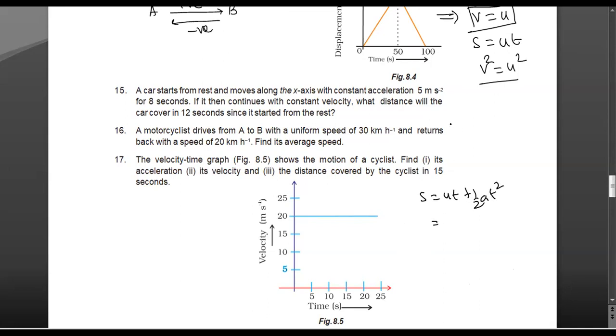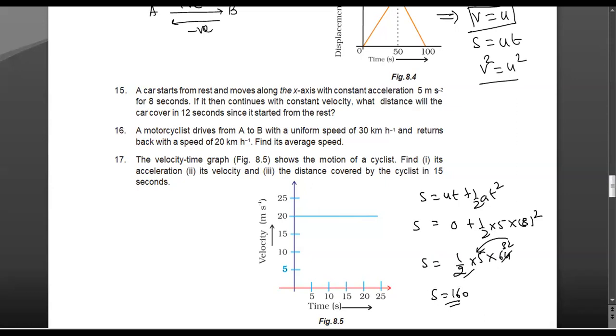So for the first 8 seconds, its initial velocity is 0, so 0 into t is 0, plus half into acceleration 5 and t squared, 8 squared is 64. Half into 5 into 64: when you cut it, you will get 32, and 32 multiplied by 5 gives 160. So in the first 8 seconds, the car will cover 160 meter distance.